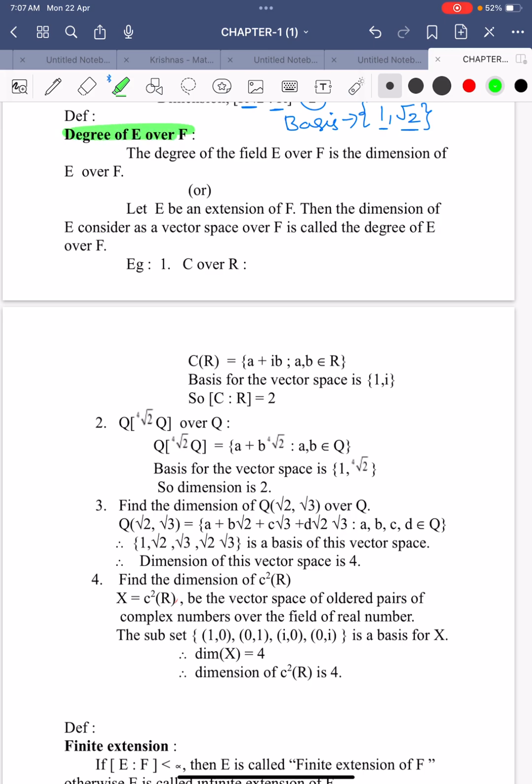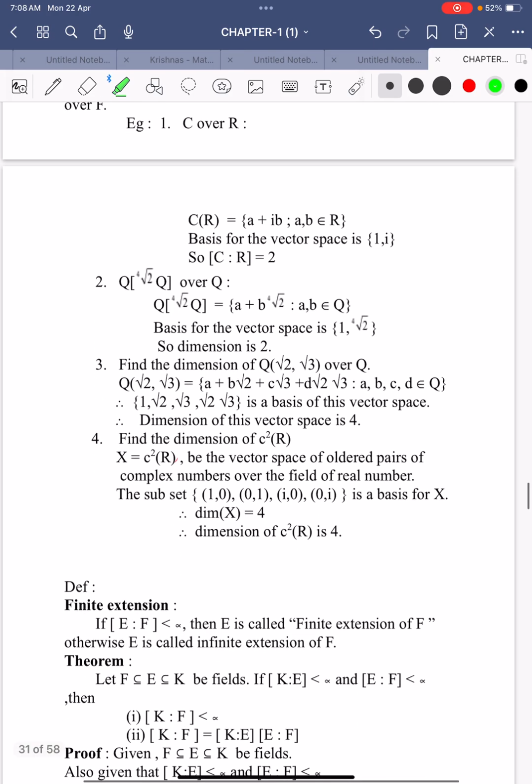Degree of E over F. Next definition, degree of E over F. Important: the degree of the field E over F is nothing but the dimension of E over F. In other words, let capital E be an extension of F. Then the dimension of the field E, considered as a vector space over capital F, is called the degree of E over F. To understand this definition, I write four examples here.